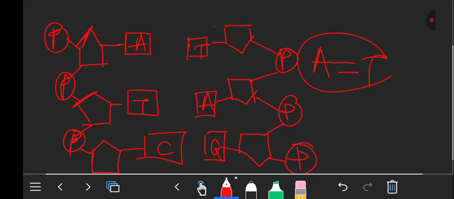So for the adenine and the thymine, it forms two hydrogen bonds. There is a double bond. Okay? Then for guanine and the cytosine, there are three hydrogen bonds. So we can say that the bond between the guanine and the cytosine is much stronger. Why? Because there are three hydrogen bonds between the guanine and the cytosine, but there are only two hydrogen bonds between the adenine and the thymine.